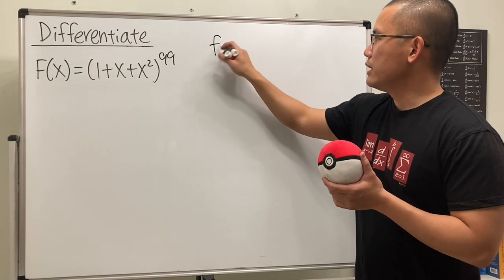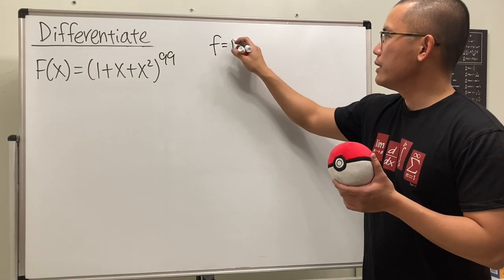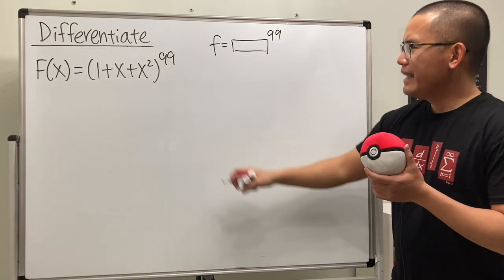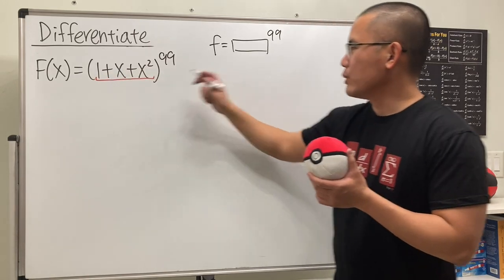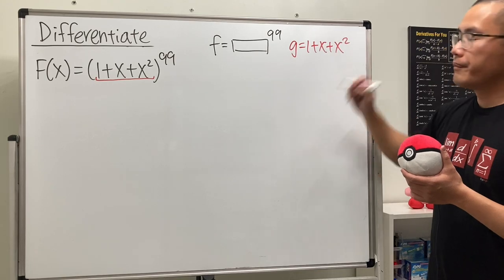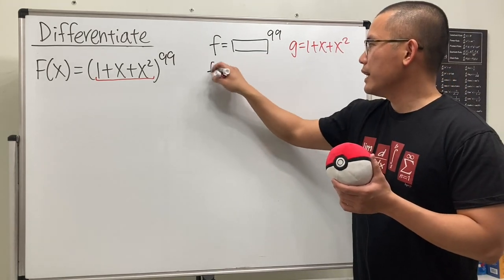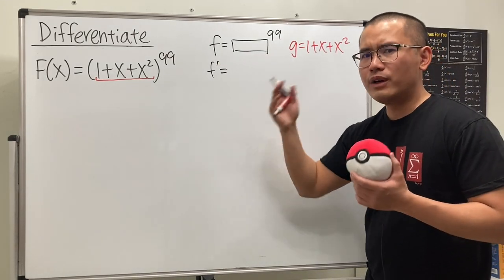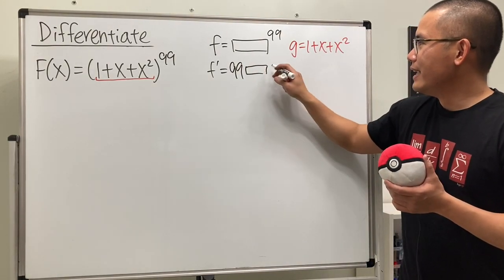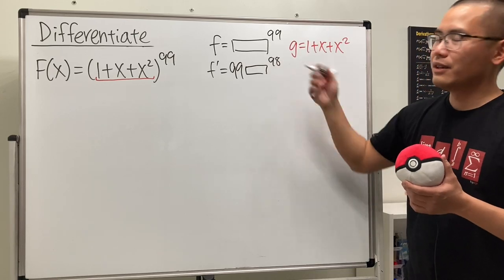I will denote that by little f, and that will be a box to the 19th power. And this right here is the inner function. I will just put that down as g, which is 1 plus x plus x squared. Okay? Alright, so go ahead and differentiate a box to the 19th power. Hey, you know it. It's going to be 19 times a box to the 18th power after the power rule.